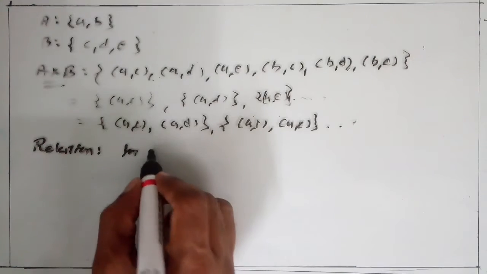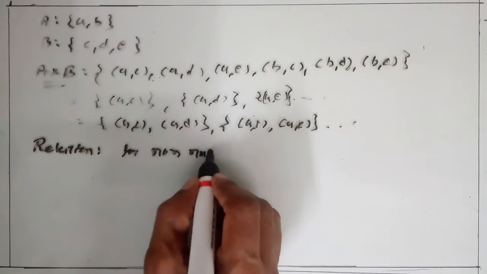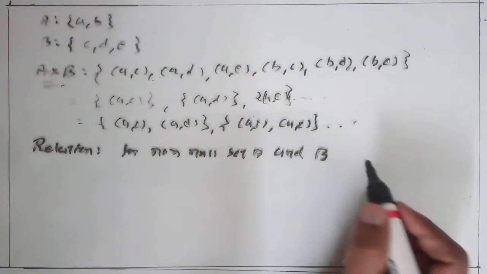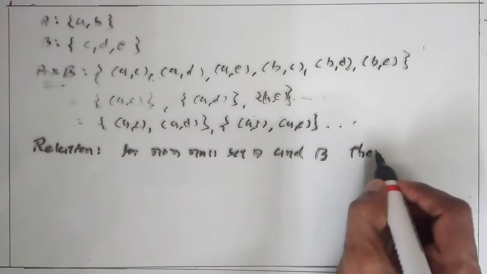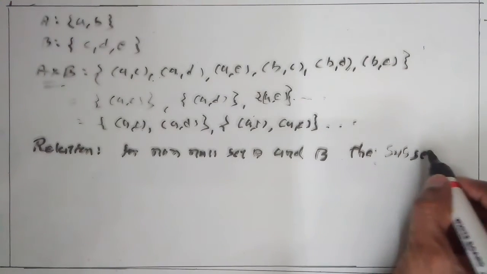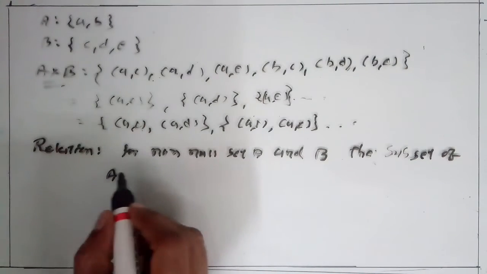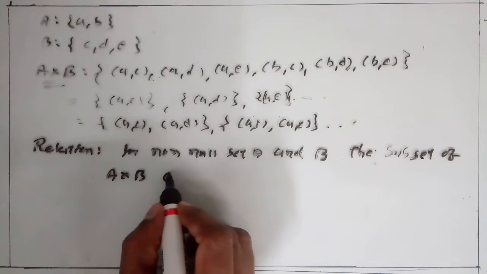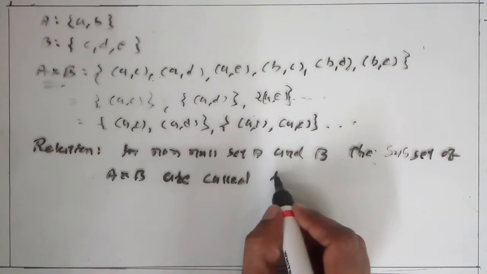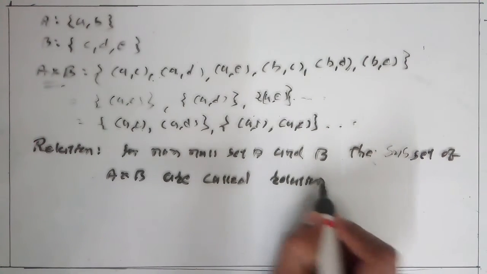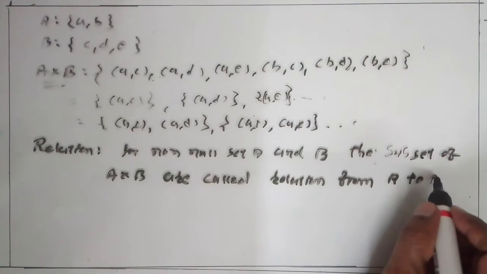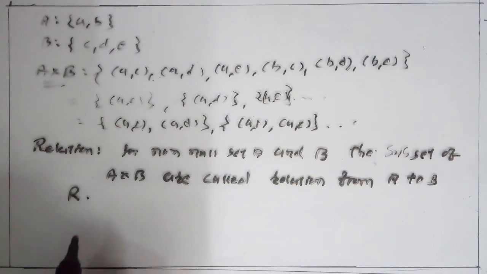So remember this relation: for non-null sets A and B, the subsets of A cross B are called relations from A to B and are denoted by R. Remember this.